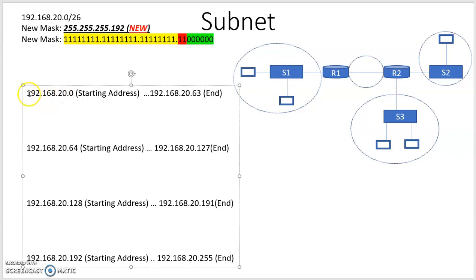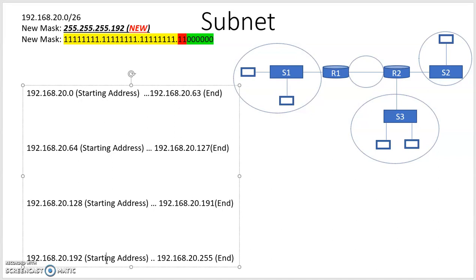So if this is the starting and if this is the ending, then anything in between, 0 to 63, are the usable IP addresses. And if this is the starting and this is the ending, then I know that the usable IP addresses are 65, 66, 67 up to 126. So you can imagine the same thing for the third subnet and for the fourth subnet as well. So this is the easiest way of knowing the starting IP address or the ending IP address of each of the subnets.